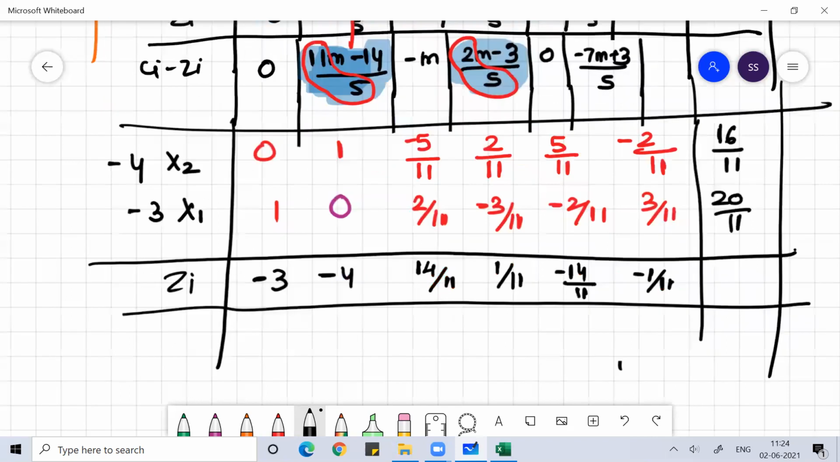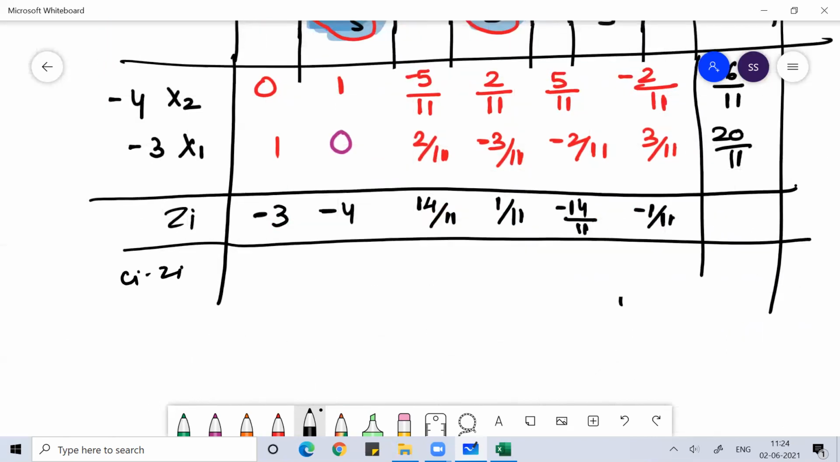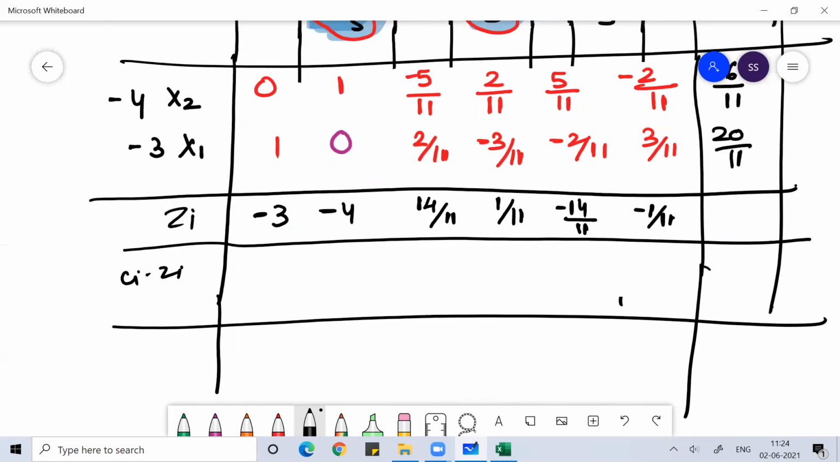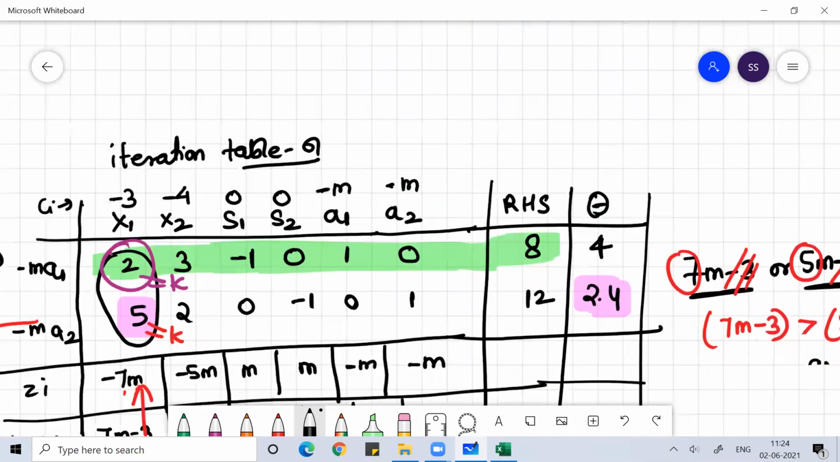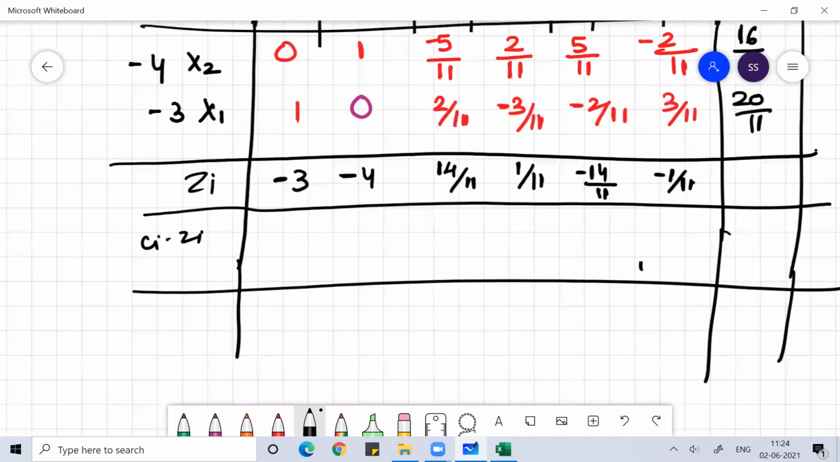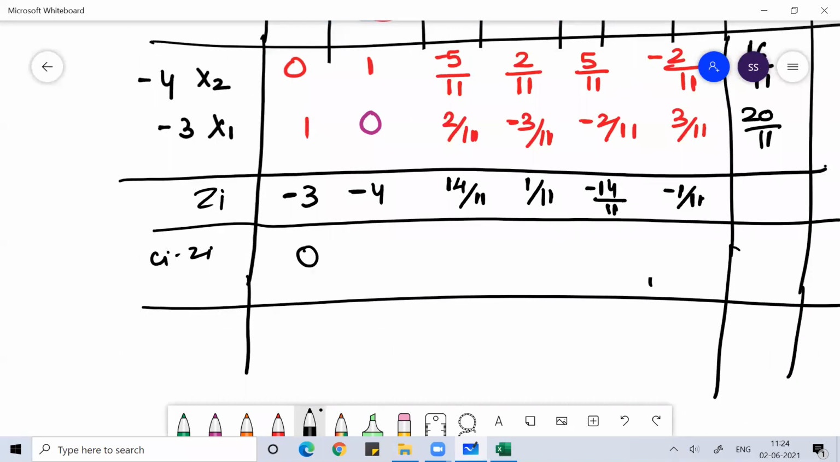Once you get all these values, now find Cj minus Zj, guys. The coefficients are, I hope you remember, minus 3, minus 4, 0, 0, and minus M. Then we get 0, 0, minus 14 by 11, 0, minus 1 by 11, and minus M plus 14 by 11. So minus M plus 14 by 11 doesn't make any sense because minus M is a very, very small value. Minus M plus 1 by 11.